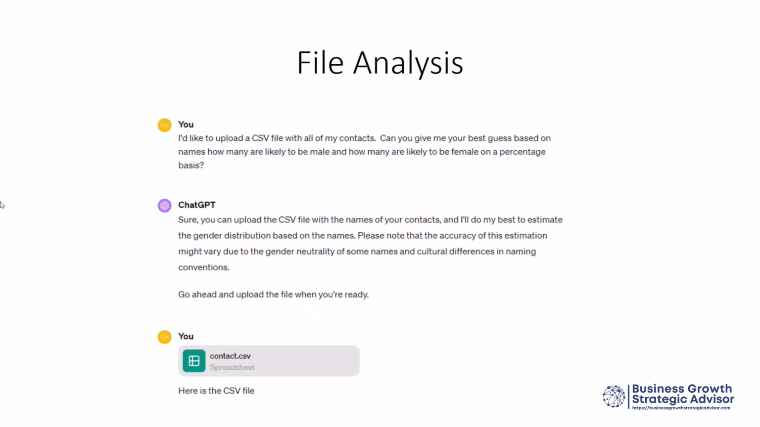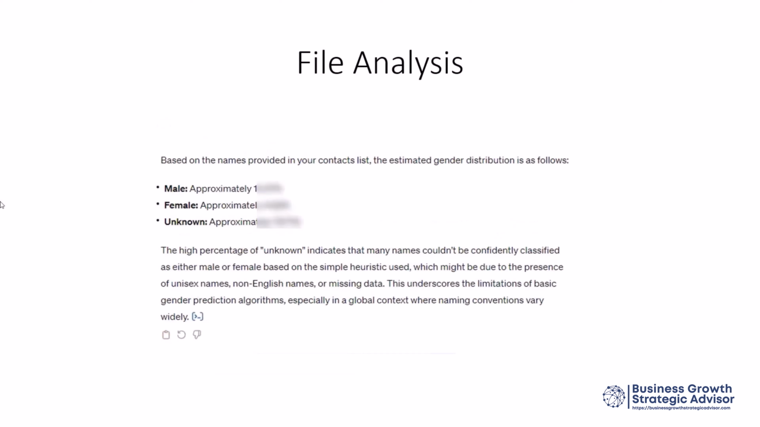So here I've asked the chatbot, I'd like to upload a CSV file of all my contacts. How many of these people, when I upload this file, are going to be male, and how many are female? Right? Now, this is something that you can do. It's one aspect of the manipulation. Again, this is not representative of what it does. You've got to think creatively about how you use files and what you can ask ChatGPT to do. And so here's what it returned.